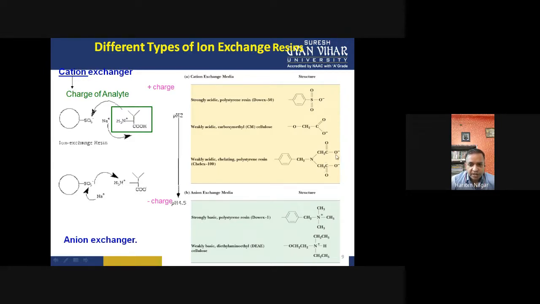Chelating and polystyrene. Actually, this has two interacting sites: one with the positively charged ion that comes from the analyte molecule, and the other from the chelate, I mean the ring with the cation.